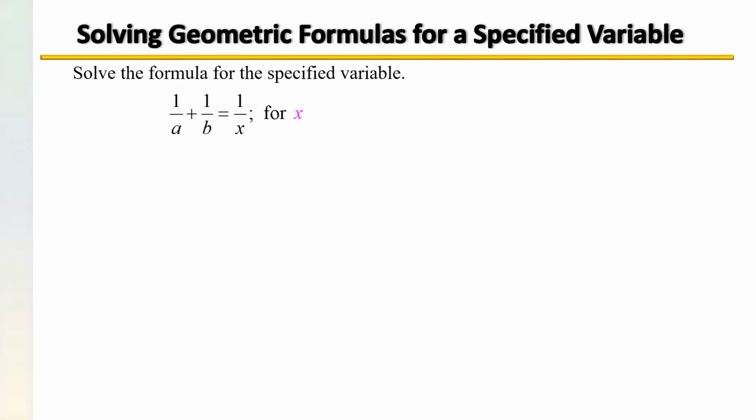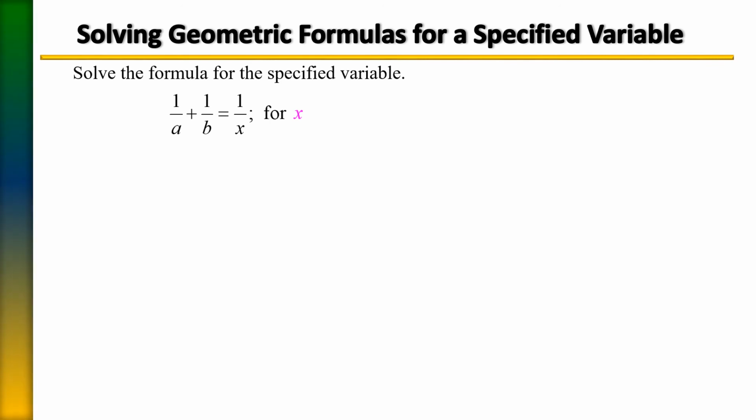In this example, we're going to solve the formula for the specified variable of x. We want to get x by itself, everybody else on the other side, using the rules of equations. You should know by now that whenever fractions or rational expressions are involved, step one is to find the LCD and then multiply all parts of the equation by the LCD so that we can clear the fractions. So since we have 3 different denominators involved, all 3 must be included in my LCD. So my LCD is ABX.